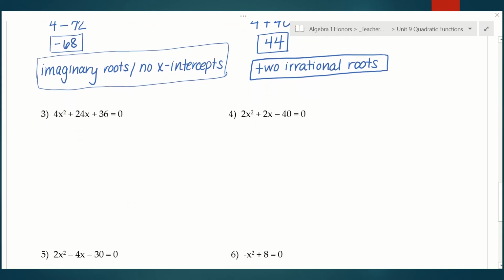Number 3, again, we're already in standard form. Great. Let's list out our A, B, and C. Okay, so B squared minus 4AC. 24 squared is 576. 4 times 4 times 36. That's 16 times 36, which is also 576. So our discriminant is 0.